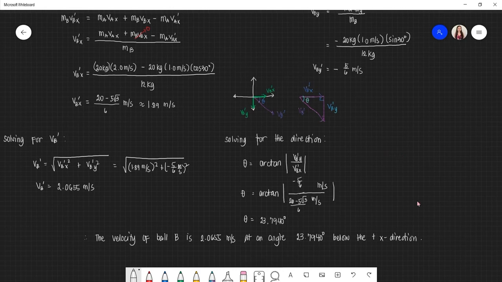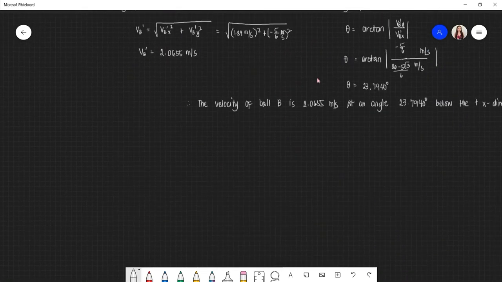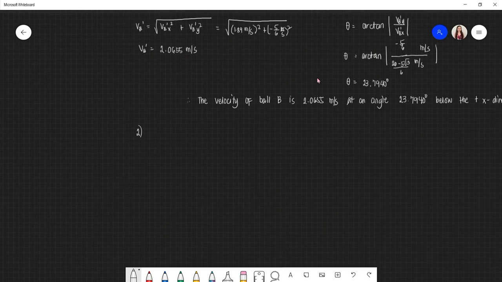Okay, now let us proceed to the inelastic collision. So again, for inelastic collisions, what will happen? For inelastic collisions, momentum is conserved, but kinetic energy is not conserved.